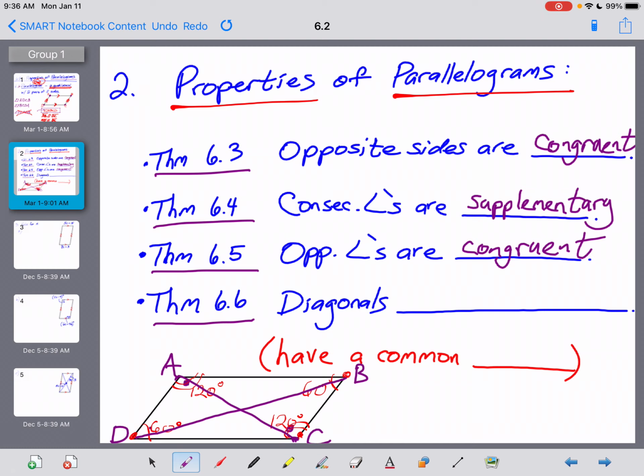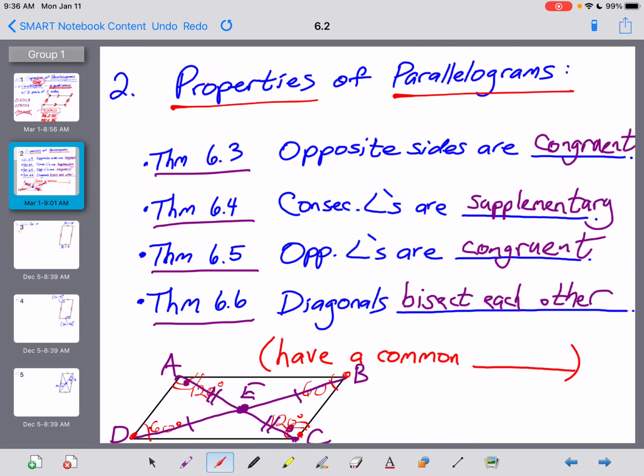The kicker here, guys, is that the diagonals in a parallelogram are always going to bisect each other. And if you remember the word bisect, everybody, that means that this point right here creates congruent segments. Let me call that point E right there in the middle. The fact that these diagonals bisect each other means that DE is congruent to EB. And it also means that line segment AE is congruent to EC.